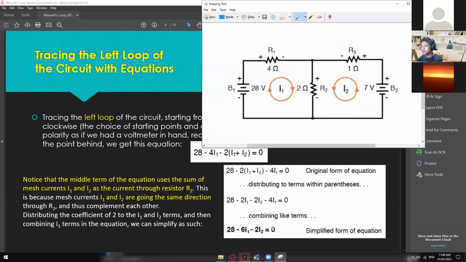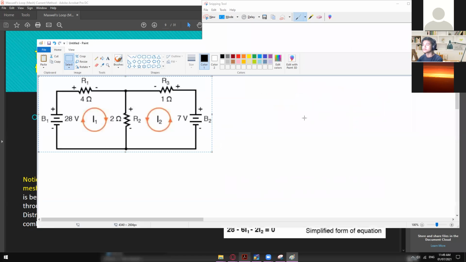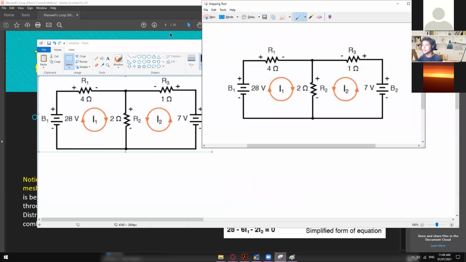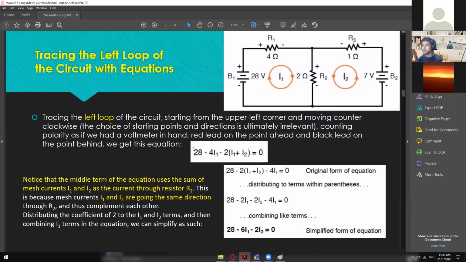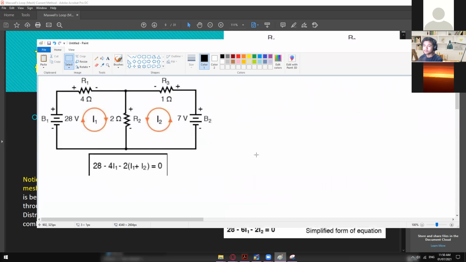so let me just copy this one and paste it on the paint. And let me also get this one. There's the equation right here. Okay, so as you can see, we have already the 28 minus 4I1 minus 2 times I1 only, supposedly, if it's the method of Kirchhoff's. But if we're going to consider the flow of current on this one, so if you're going to analyze this one, we have this flow of current, and then we have this flow of current on the I1. Okay, so we have that kind of setup.